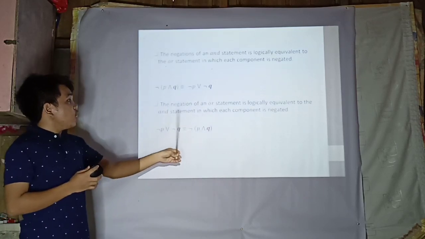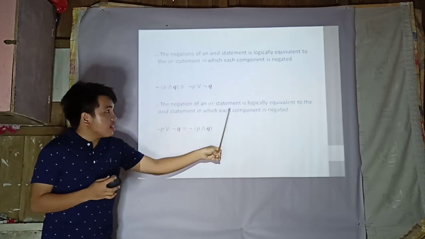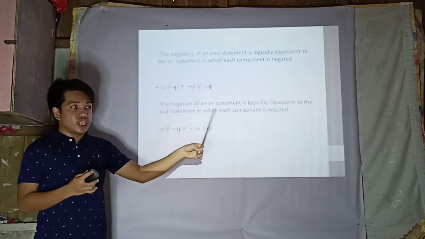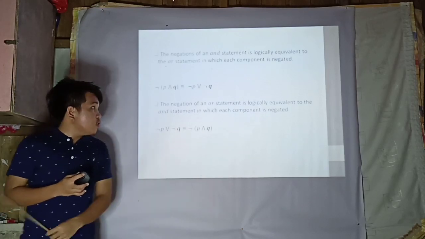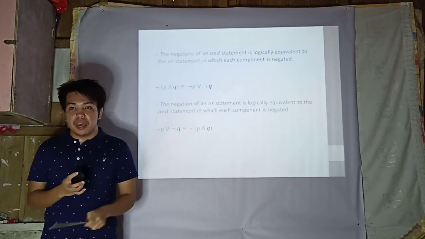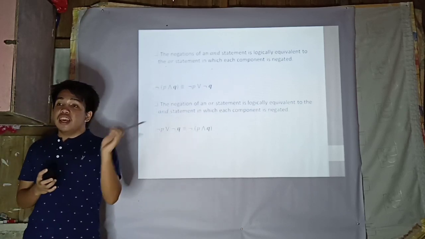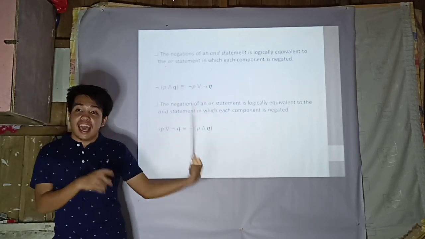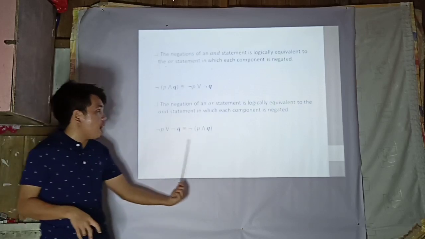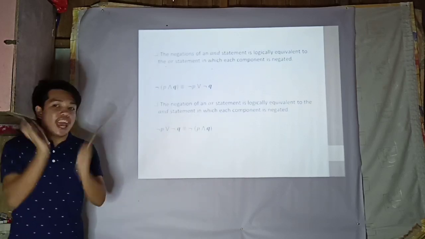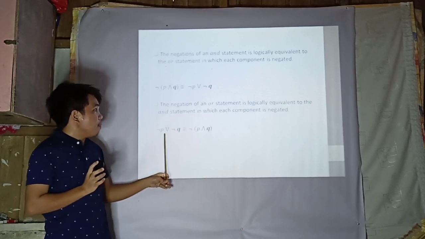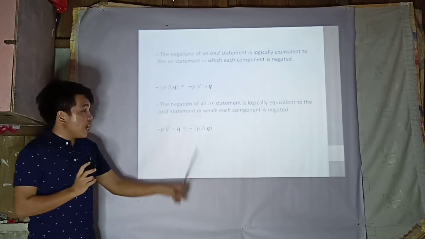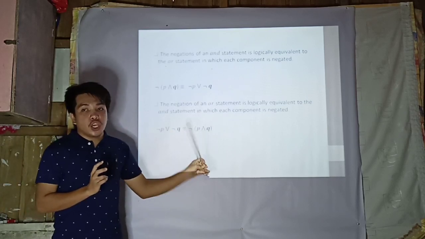Next, the negation of an "or" statement is logically equivalent to the "and" statement in which each component is negated. If your teacher asks you to find the negation of "or," you need to negate the "or" statement in order to find the "and" statement. Here is the formula: the negation of P or Q is equal to the negation of P and the negation of Q.